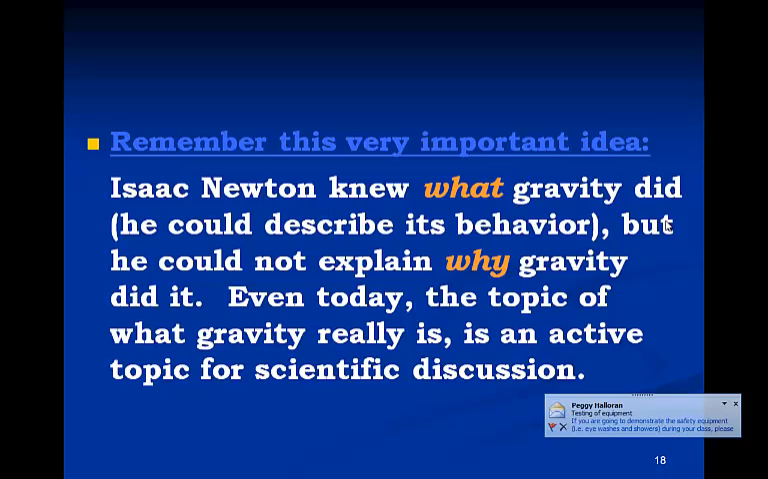Isaac Newton knew what gravity did. He could describe it, but he could not explain why gravity did it. Even today, the topic of what gravity really is an active topic for scientific discussion.